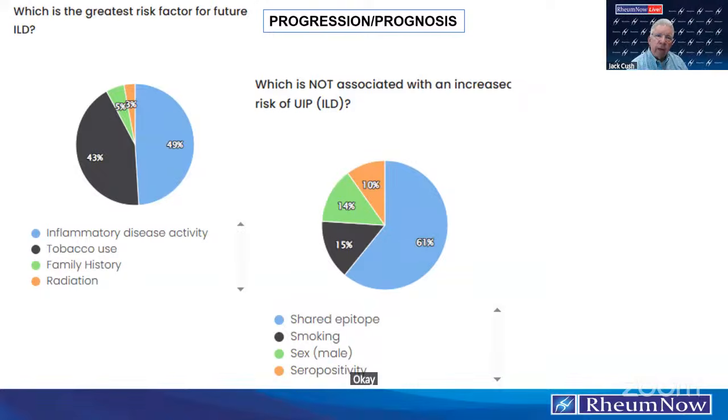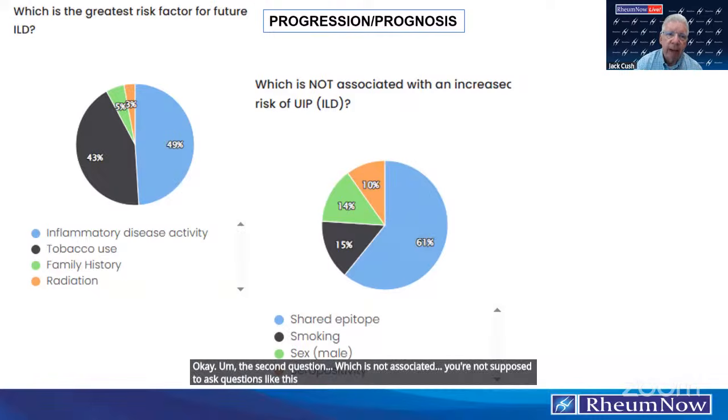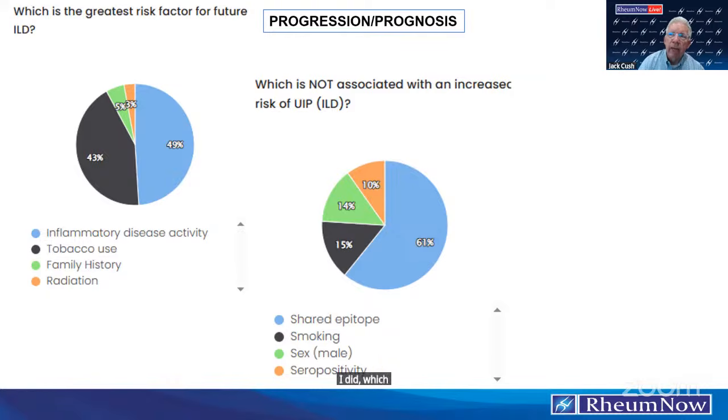Okay. The second question, you're not supposed to ask questions like this, but I did: which is not associated with an increased risk of UIP? So shared epitope is what everyone chose, 60%, almost two-thirds, with a little more than a third or 40% choosing smoking, males, or seropositivity. Brian, what's the right answer here?